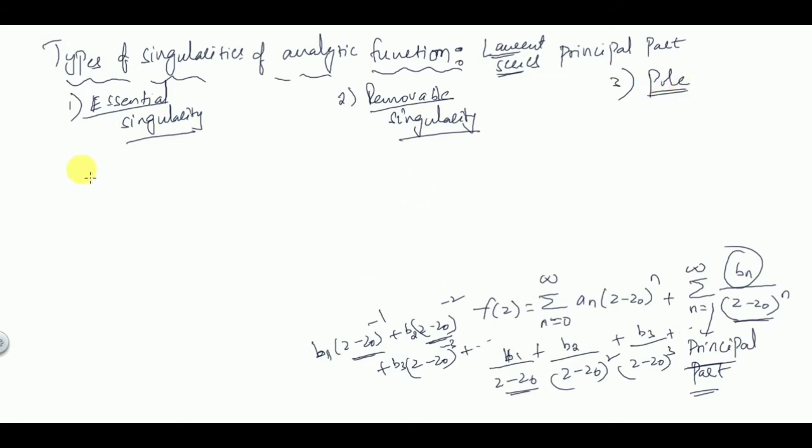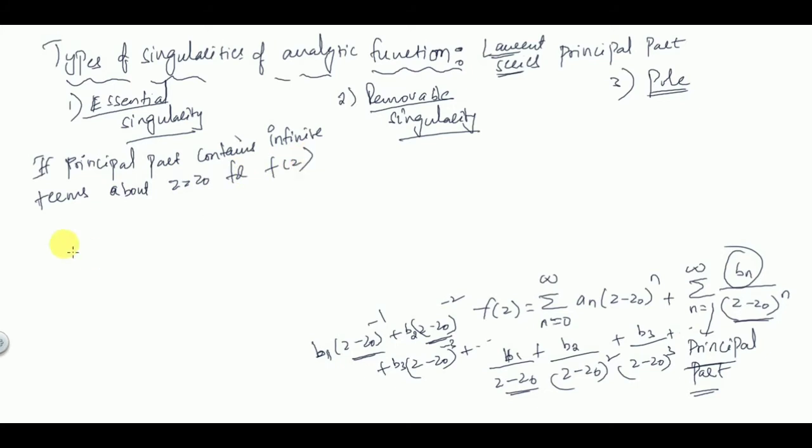Okay, so essential singularity: if the principal part contains infinite terms about z is equal to z naught for function f of z, then the type of singularity z naught is essential singularity. Suppose, for example, e power 1 by z about z is equal to 0.